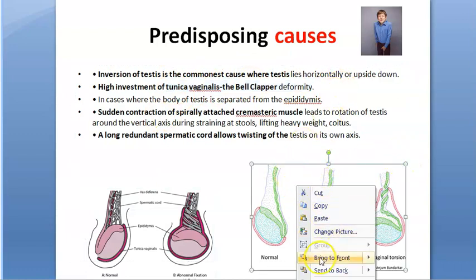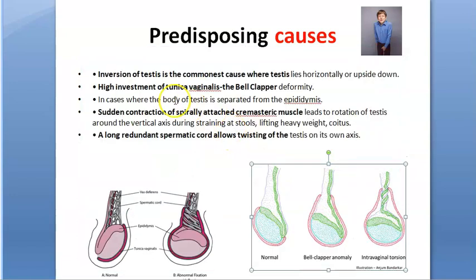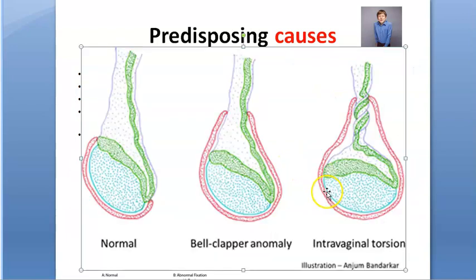Look at this one for that, bell clapper deformity. So this one they are showing you is bell clapper deformity. What exactly is bell clapper deformity? The insertion of what? Tunica vaginalis they are saying, right? Now where is the tunica vaginalis? This pink is tunica vaginalis, right? This pink one. So it's very high up. That's what we feel like. High investment of tunica vaginalis. Yes, bell clapper deformity. Did you understand, people? It's quite easy to understand. See, this pink thing in this one is just around the testis, but this pink thing is very high. High investment of tunica vaginalis, bell clapper anomaly. So this will lead to torsion of testis.